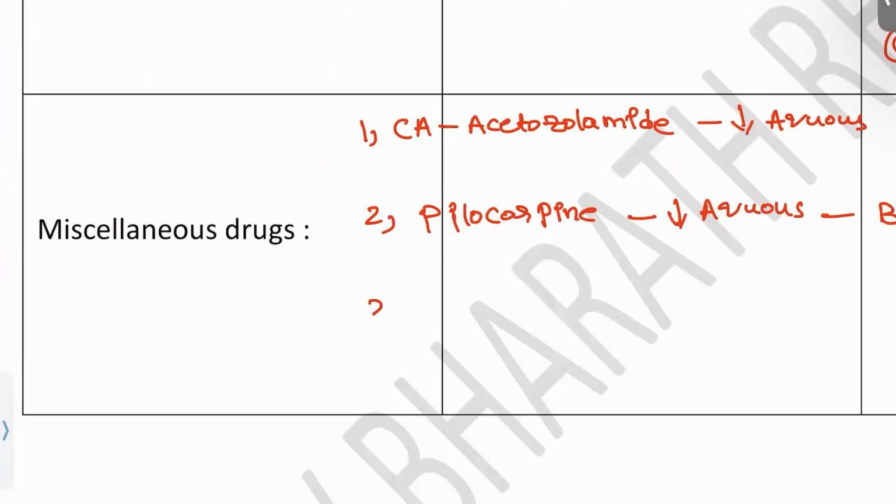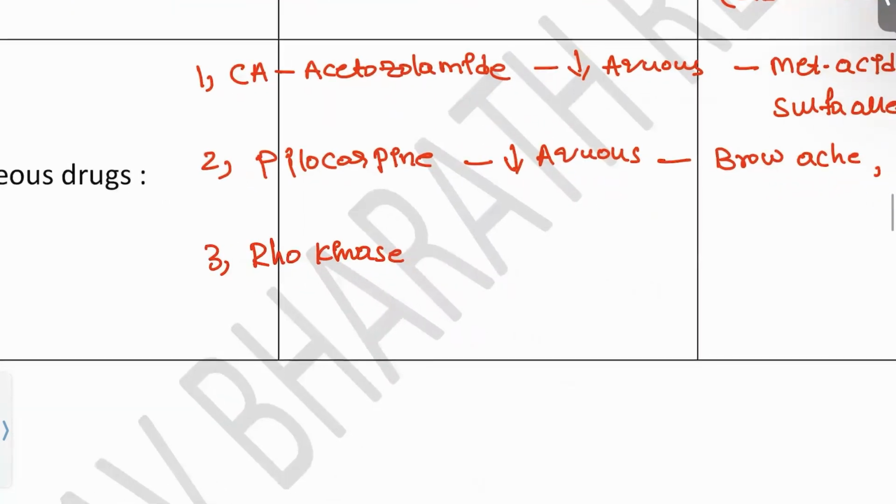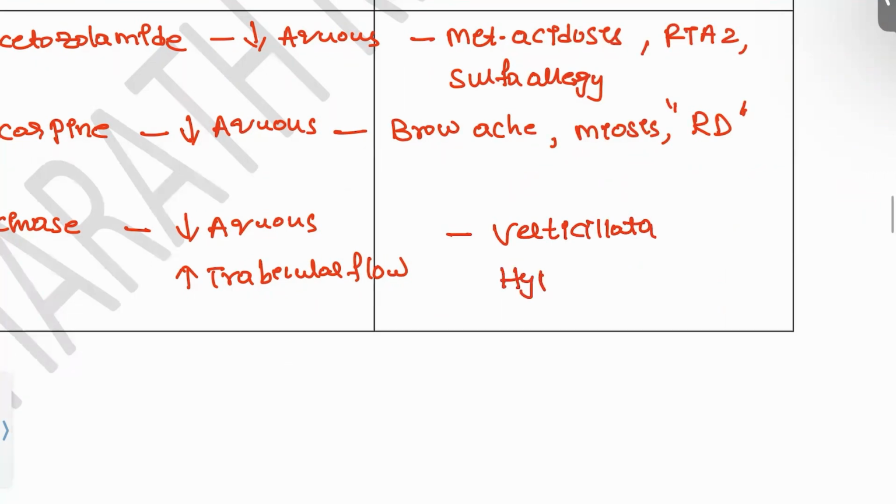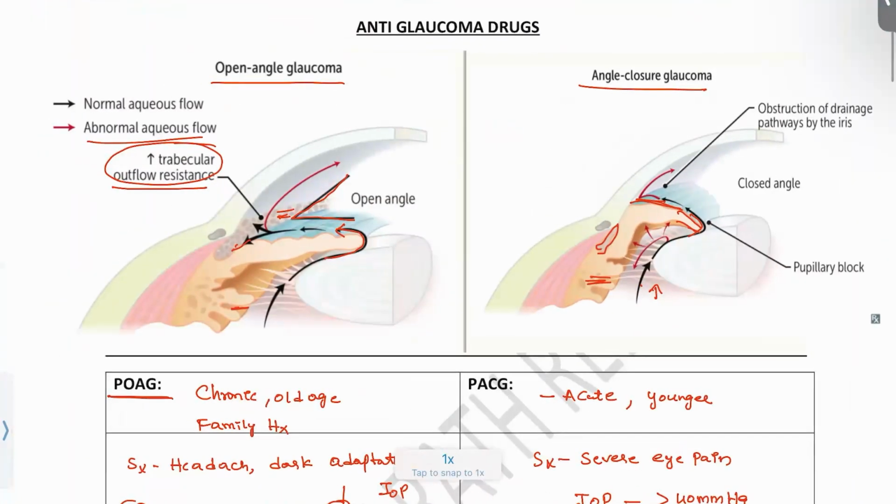And the last one, that is the rho kinase inhibitors. So rho kinase inhibitors will decrease the aqueous production and also increase the trabecular flow. Okay, and these patients are likely to have cornea verticillata. Okay, there is a rare chance the side effects can be seen, and usually commonly there is hyperemia noted after giving this drug. So these are the commonly used drugs in anti-glaucoma therapy.